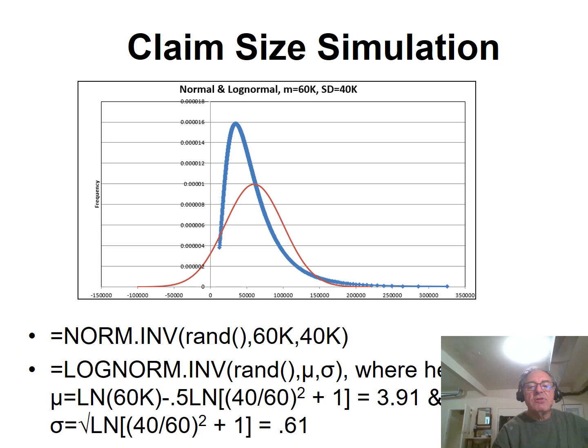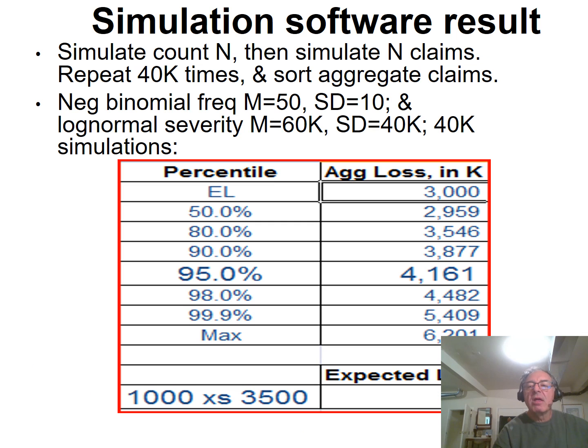Here's how I would do a log normal variable. It's LOGNORM.INV, random number, mu, sigma. Here the mu and the sigma are not 60 and 40, but these are functions. A statistics book will explain where these come from. I'm not going to talk about that for the purposes of this talk. So it's not hard to do that once or as many times as you like.